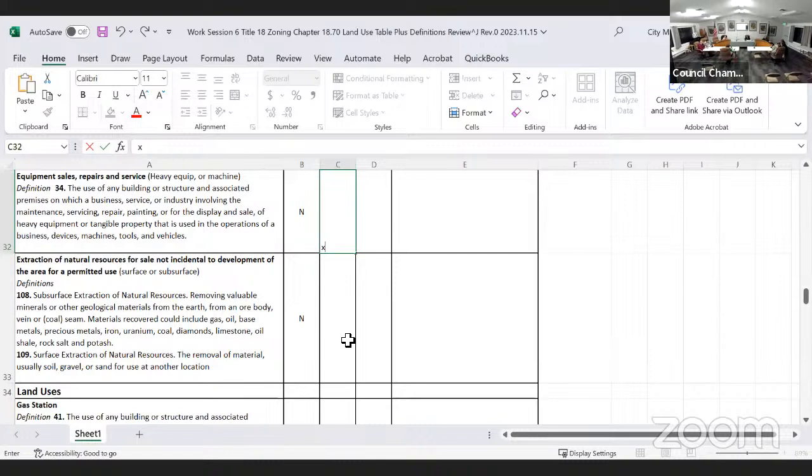And if I remember correctly, this is not permitted anywhere in the city across any distance. You cannot extract in the city of Philadelphia.